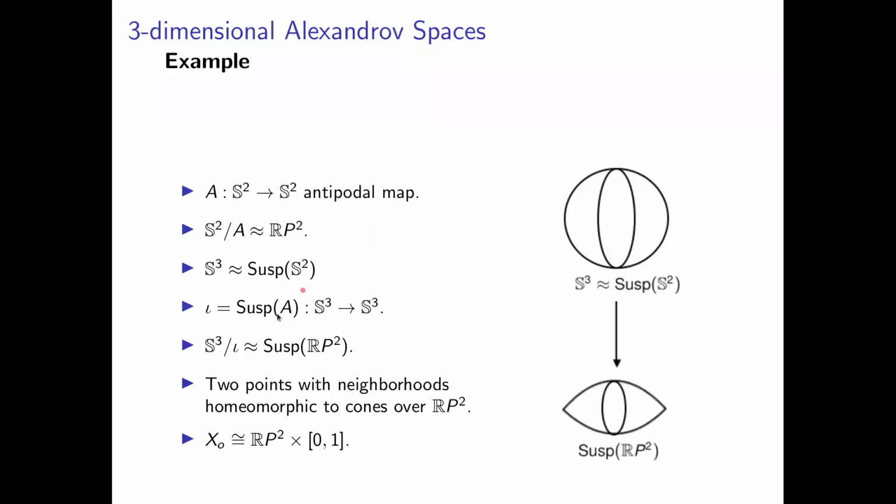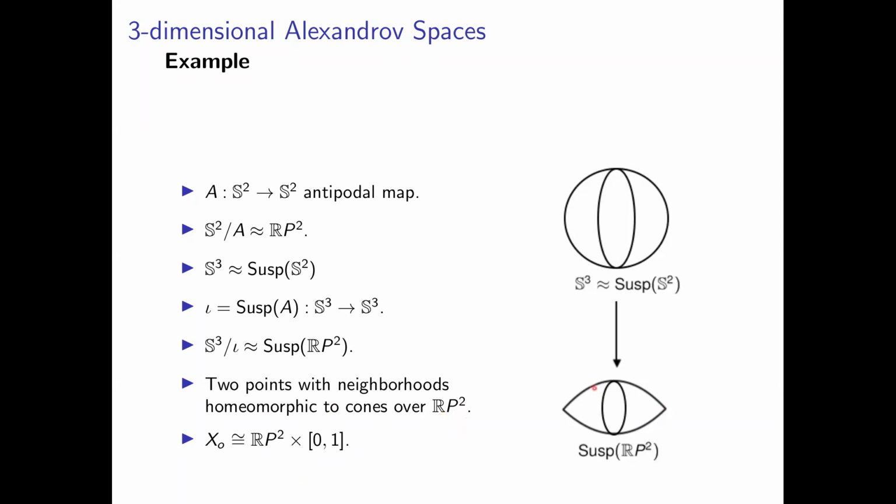And now I can take the suspension of the antipodal map acting on each slice here. Then the quotient is going to be the suspension of RP2, the spherical suspension of RP2. Now if you forget about the metric and you just look at the suspension of RP2, these two points here have neighborhoods which are homeomorphic to cones over RP2, okay?